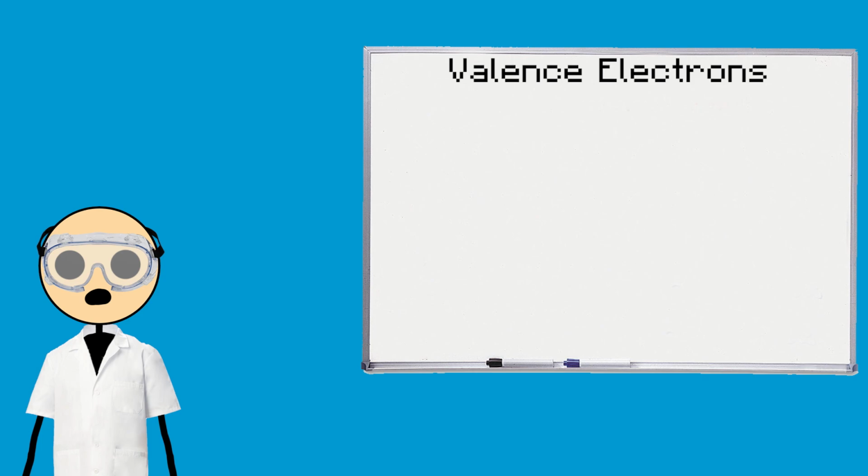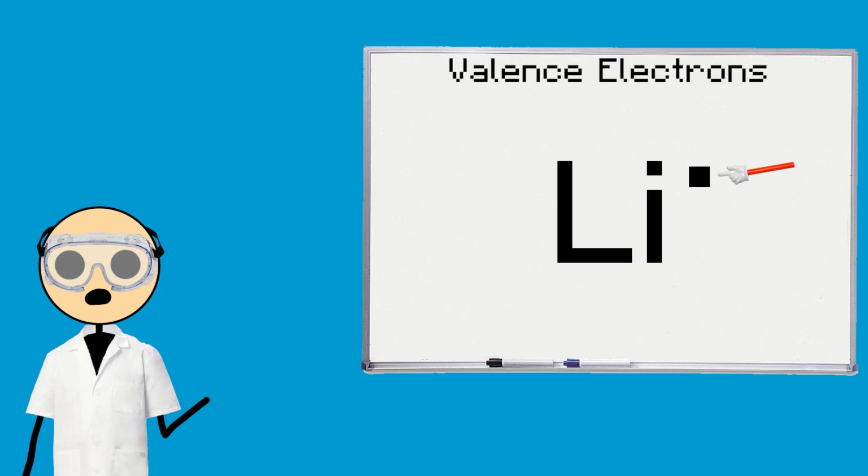To visualize valence electrons, you can use Lewis dot structures. These diagrams represent an atom's valence electrons as dots around its chemical symbol. More on that later.